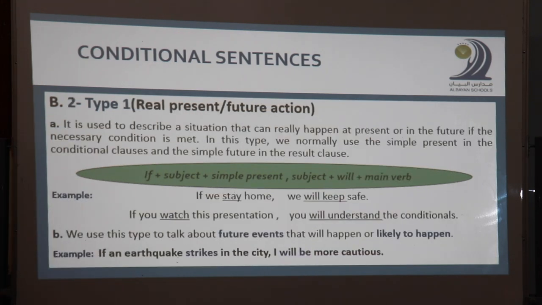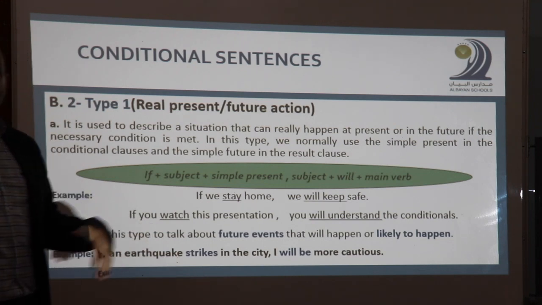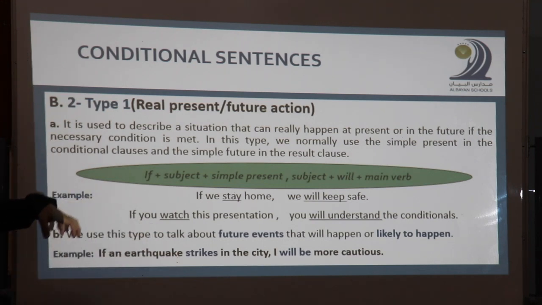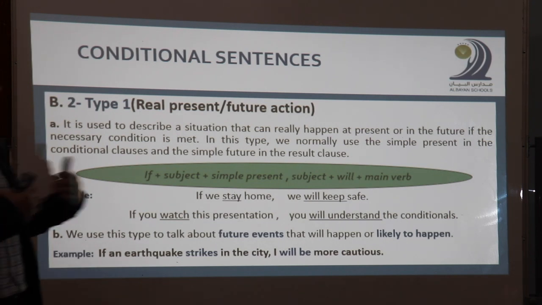Let's move to type 1. Type 1, as we said, to express real actions, real present or future action. When do we use such a type? Or how do we use such a type? It's used to describe a situation that can really happen at present or in the future if the necessary condition is met. If these actions are met together, of course we can use it. We talk about a real present action. We are describing a situation that can happen at present or in the future.